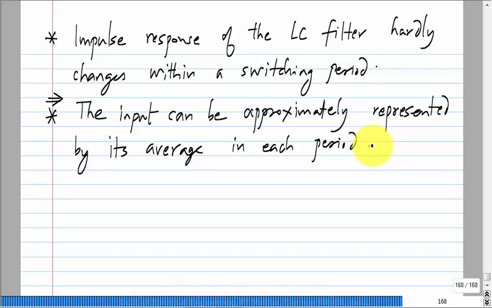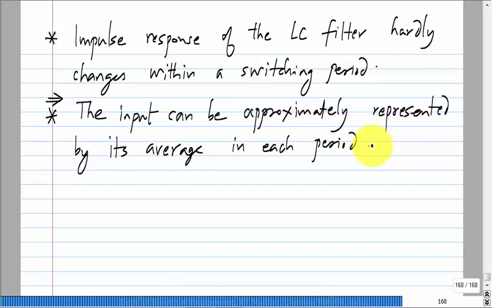In fact, this is what we did when we said that if you make the natural frequency of the LC filter much smaller than the switching frequency, the output will be nearly DC, right? Because in that condition, we were operating with a constant duty cycle. So, the average in every period was the same and equal to the desired DC value. Now we are saying that even when the input changes, we can still make this approximation so that you get at least a rough idea of how the output changes. Any questions about this?